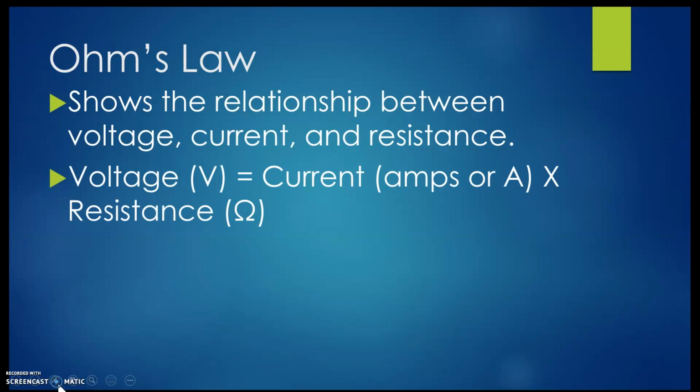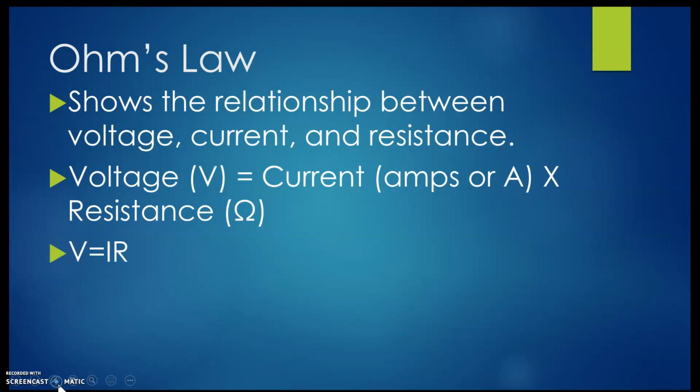It can be represented by this formula: voltage, which is represented by V, measured in volts, which is represented by V. Current, measured in amps, which you can write out as amps or just an A, times resistance, which is measured in a unit called ohms. Be sure, as we work through these problems, that you understand the units that each of these things use. Okay, so you might need to refer back to this.